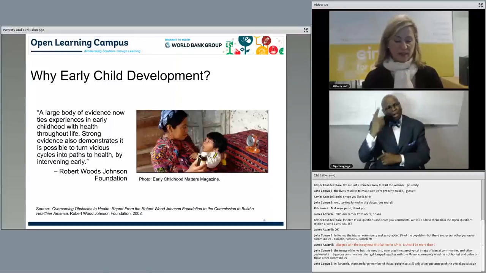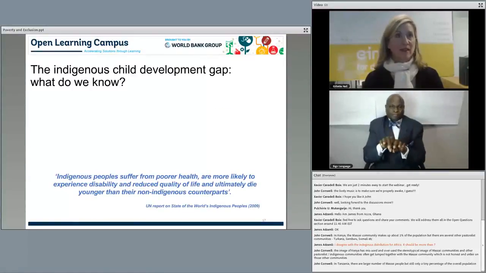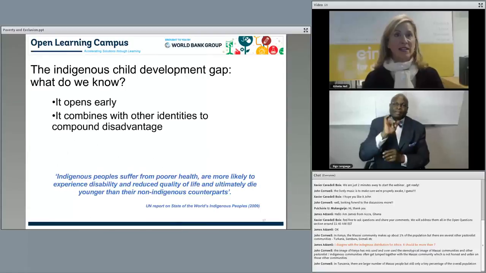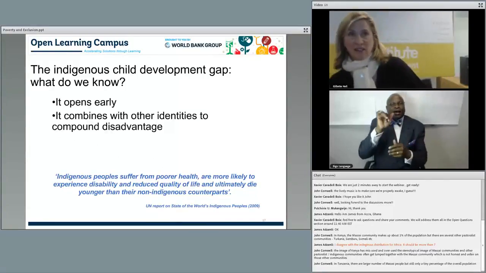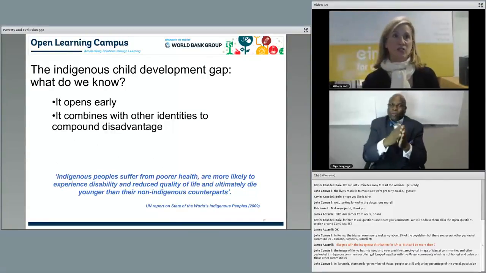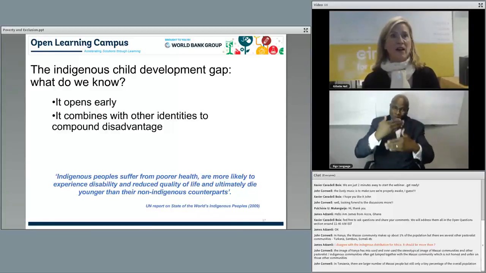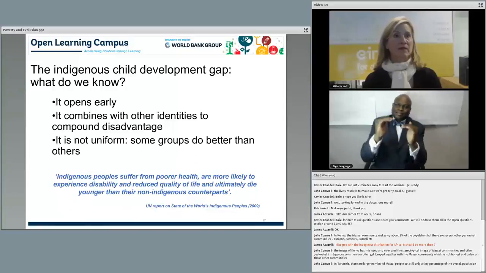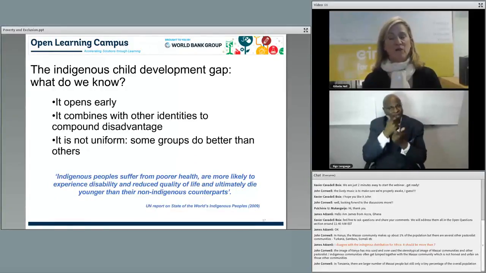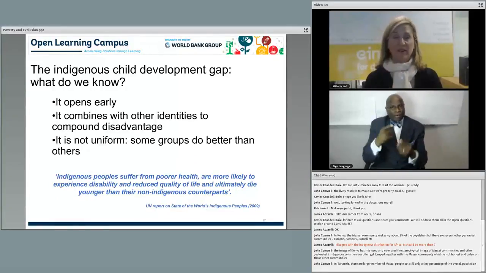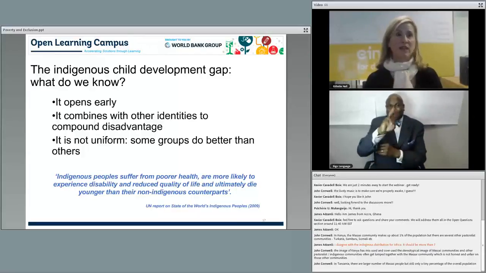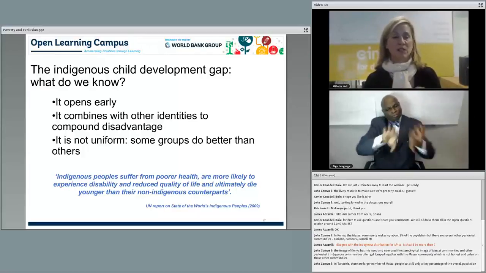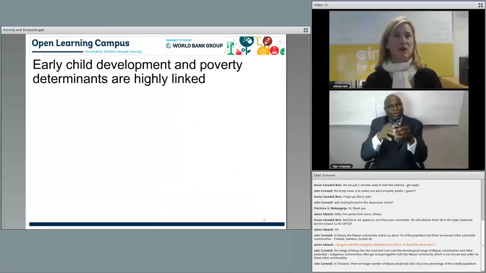Why I think this is important is that we have found evidence that there is a wide Indigenous child development gap. It opens up very early. It can combine with other identities to compound the disadvantage of Indigenous peoples. Interestingly, it's not uniform, and this is the case for actually all of our evidence, even the poverty rates. When you start to break Indigenous peoples into subgroups, you'll see that some groups are actually doing far better than others.